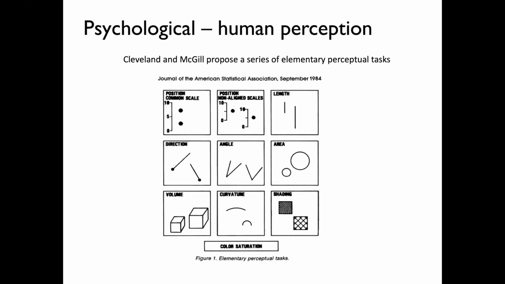And there's a belief that certain kinds of things, like shading and stuff like that, are more effective than other kinds of things. But again, this research is all just sort of proposed from psychological literature and has been around there for a long time. This is 1984 that this was proposed, but nobody's ever actually validated it. Meaning looking at real world things and seeing, do people actually read this better than they read that?